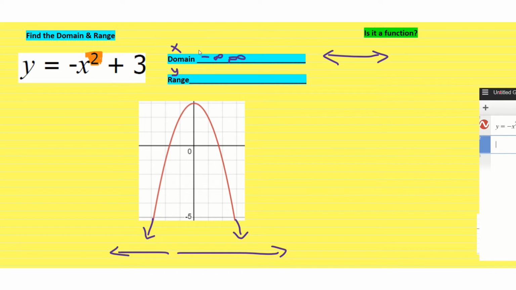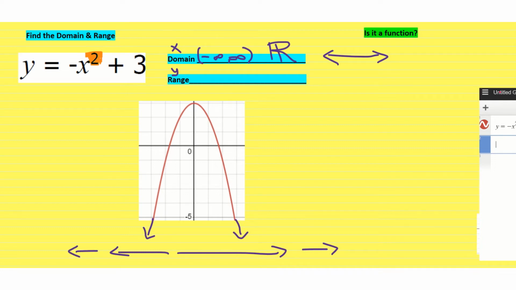Another way of expressing that is interval notation, but another way to say that is all real numbers. And we can use this symbol to represent all real numbers because it will go on forever this way, it will go on forever that way.